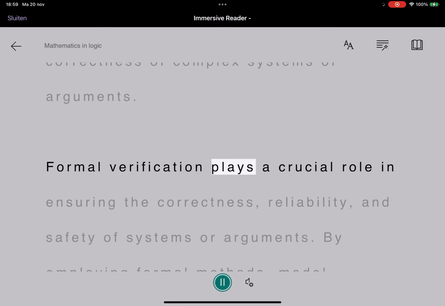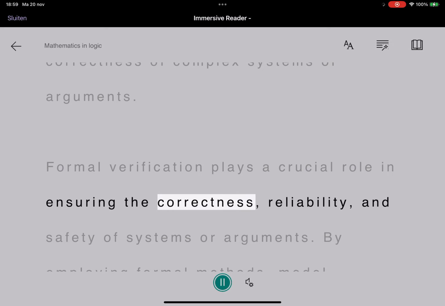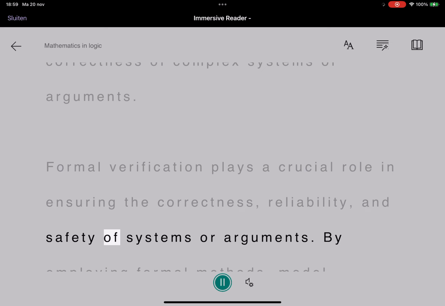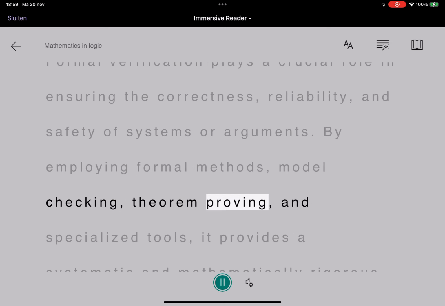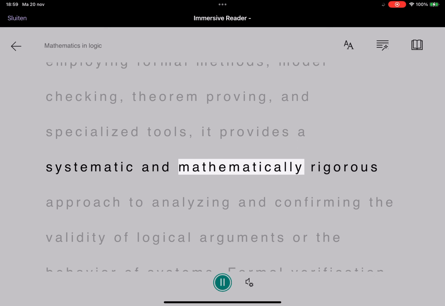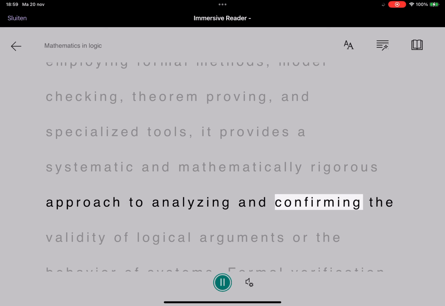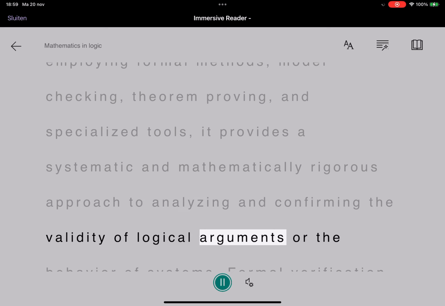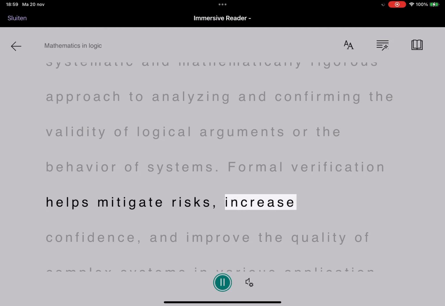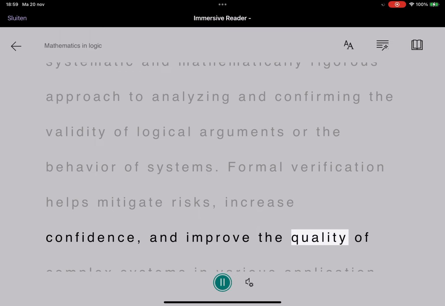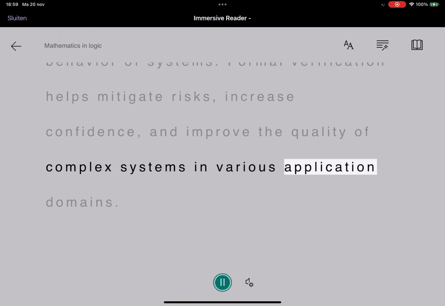Formal verification plays a crucial role in ensuring the correctness, reliability, and safety of systems or arguments. By employing formal methods, model checking, theorem proving, and specialized tools, it provides a systematic and mathematically rigorous approach to analyzing and confirming the validity of logical arguments or the behavior of systems. Formal verification helps mitigate risks, increase confidence, and improve the quality of complex systems in various application domains.